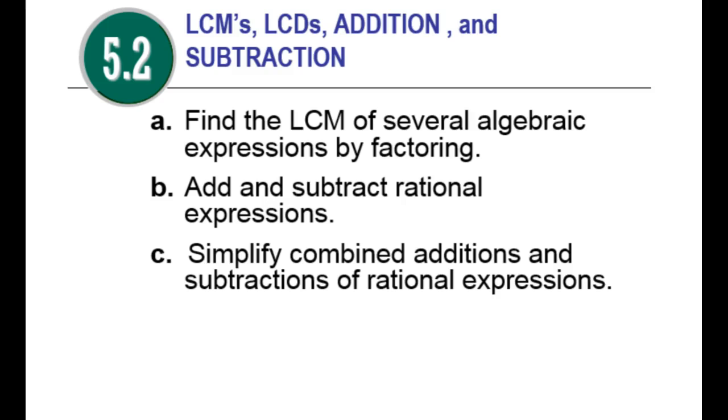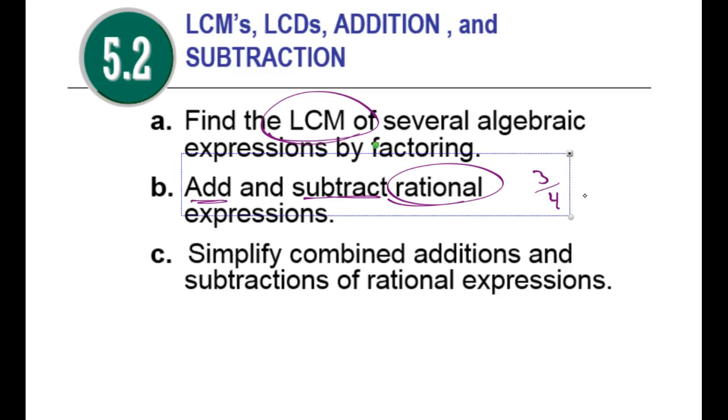Today we're going to be looking at our second section of Chapter 5, and we're going to be exploring LCMs, least common multiples, otherwise known as common denominators, and we're going to look at how to add and subtract rationals. Remember, a rational number is nothing more than a fraction. It's a ratio, and by the way, not only is 3/4 rational, 5 is also rational because you can write it as a ratio. And then last, we're going to look at how to simplify combined like terms.